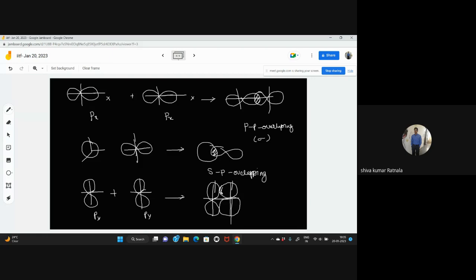So this is what we can say lateral overlapping, which results in a pi bond.